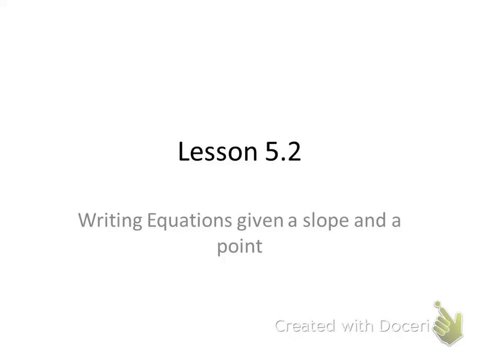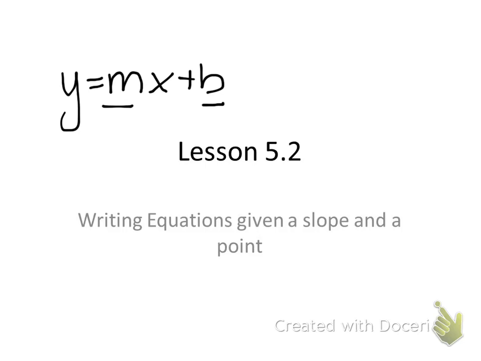Lesson 5.2 is writing equations when they give you a slope and then a point. So we learned in 5.1, in order to write an equation in slope-intercept form, y equals mx plus b, all I need to know is a slope and a y-intercept. That's the only thing that needs to be plugged in.